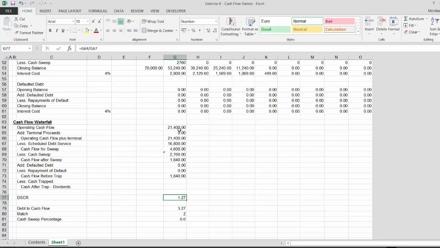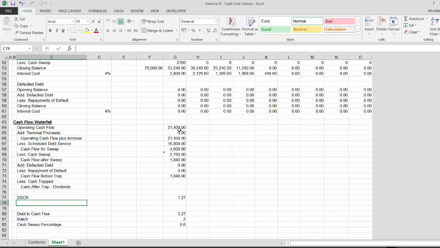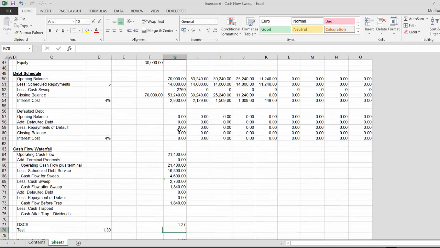Let's put an if statement, G67 greater than 0.1 or something. Okay, and then we can put a test. The test depends on this covenant, and we did violate the covenant, so I should put test covenant violated.